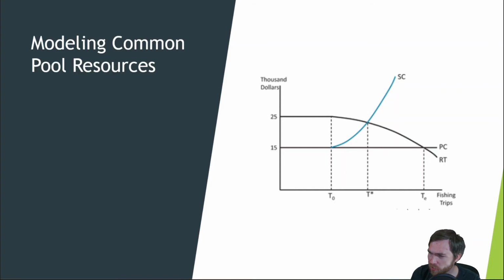And then we also here have a revenue per unit, in this case revenue per trip. And so in the absence of any sort of regulation, this is going to result in a total number of trips equal to T sub E. So that's way out here on the right-hand side. But the actual socially efficient outcome is T star.